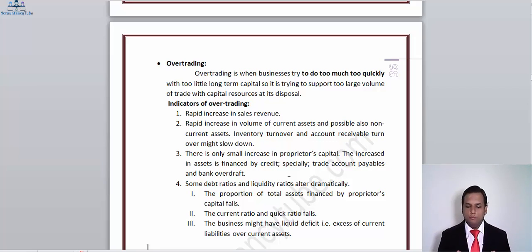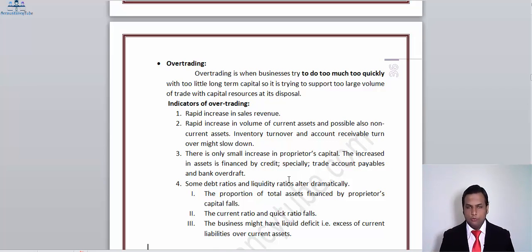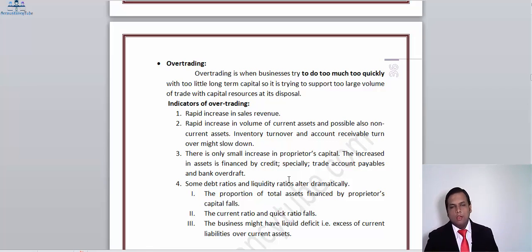Inventory turnover and accounts receivable turnover might be slowed down. Their receivables might not be collected that fast, or inventory turnover might not be that fast. They might be purchasing in bulk to stock up the premises. Then there is only a small increase in proprietors' capital. The increase in assets is financed by credit, especially trade accounts payable and bank overdraft.